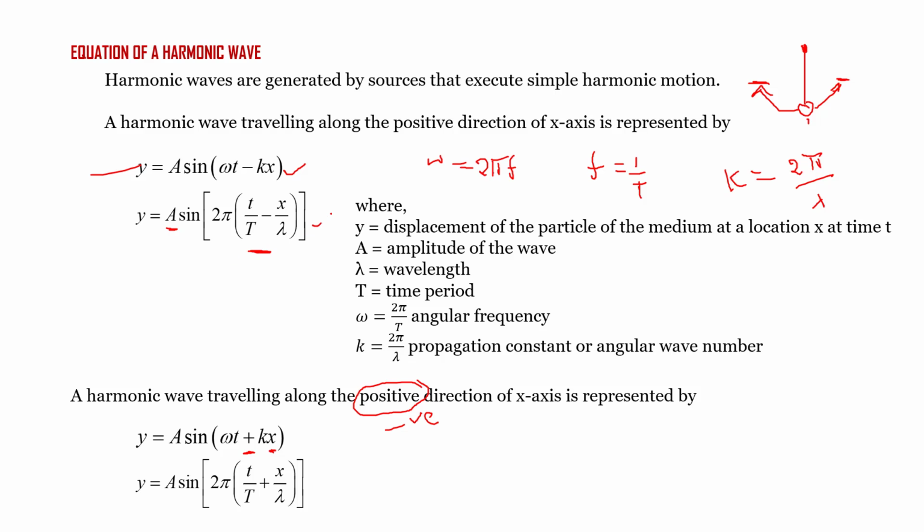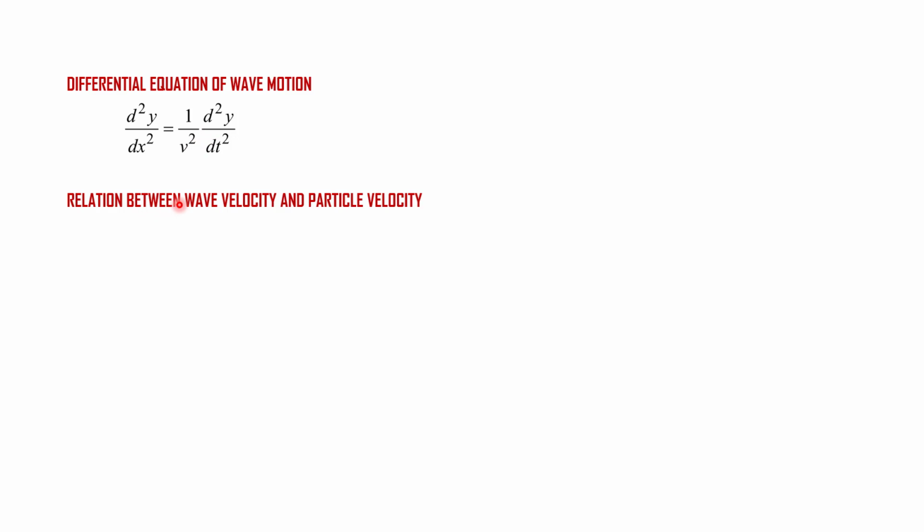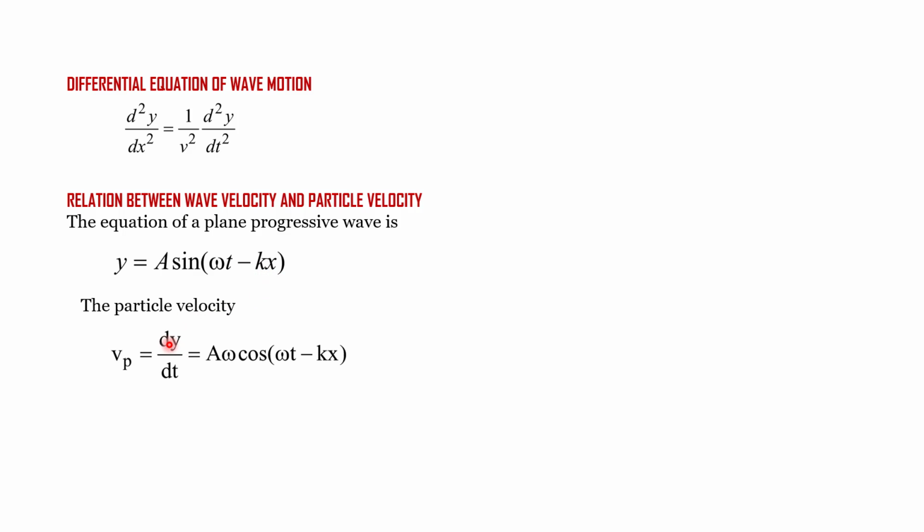Similarly, we can write the differential equation of the wave motion as d square y by dx square equals 1 by v square times d square y by dt square. The relation between wave velocity and particle velocity is given by the equation of the plane progressive wave in the positive x direction, and the particle velocity can be found by just differentiating with respect to t. So we get a omega cos of omega t minus kx.